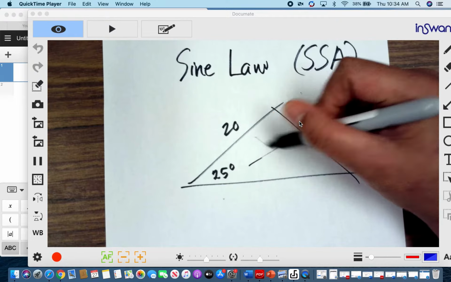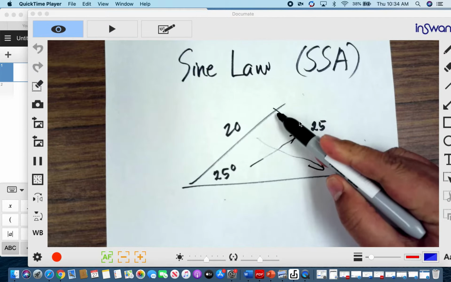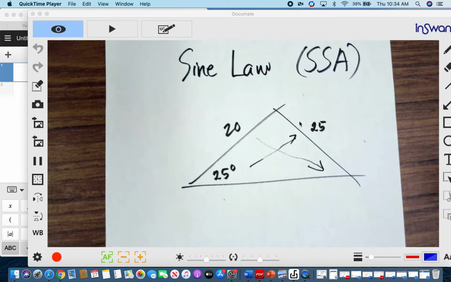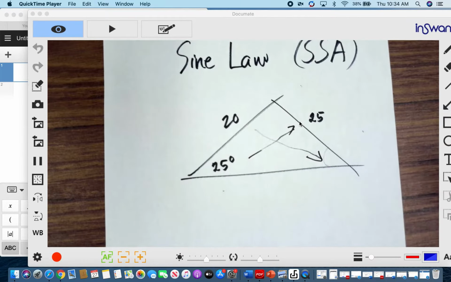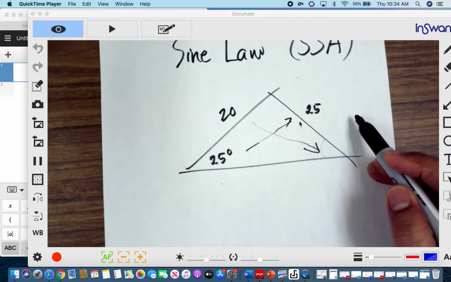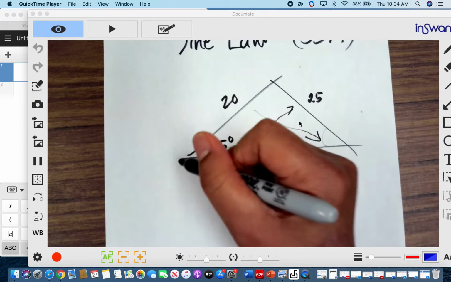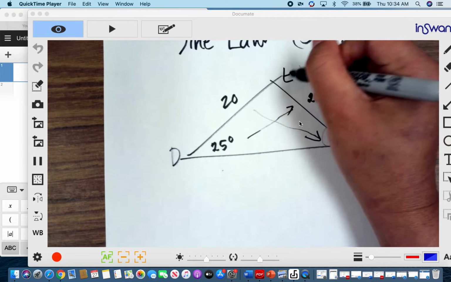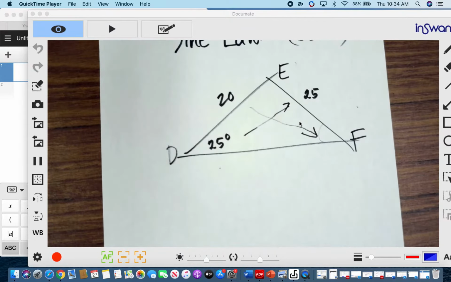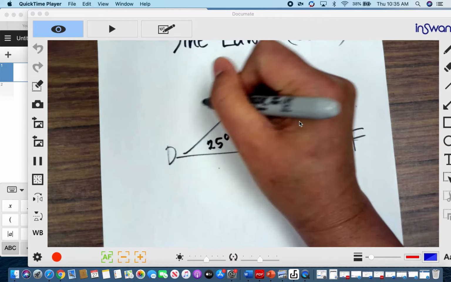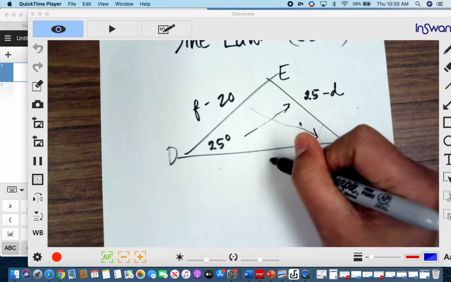So the first thing we do is to find another angle, and of course it has to be this angle, because you have an angle here, but the side opposite that angle is not known, so it must be this angle that we have to solve. So first thing we do is to name our triangle. So let's make use of DEF this time. Okay, so this one now is side D, this is F, and this is E.